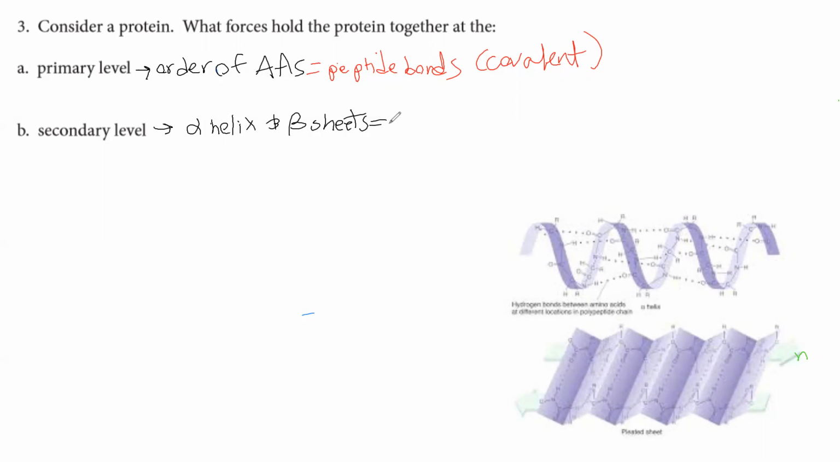Hopefully you're thinking about the backbone, right? The backbone of the amino acids is all the same. So that means every protein that's made of amino acids is going to have the same backbone. So the alpha helixes and beta sheets are all about the backbone. And what types of bonds are happening here? It's a little blurry, but it's all about hydrogen bonding.